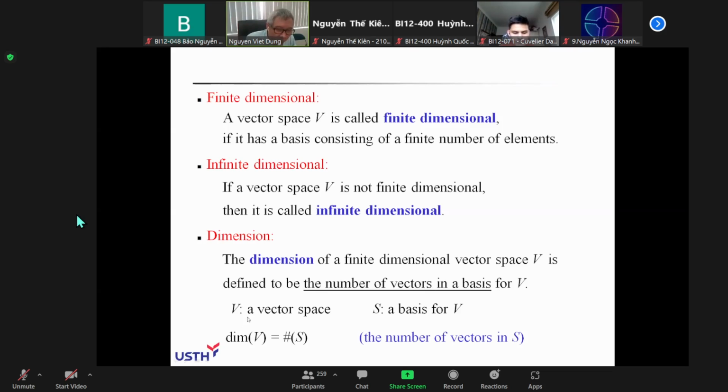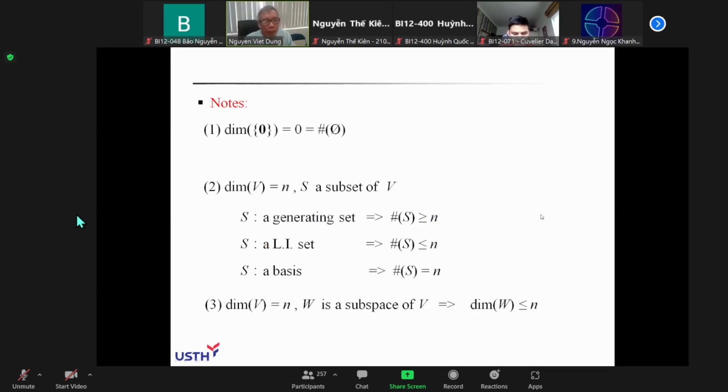Here, suppose that V is a vector space, S is a basis for V. Then the number of vectors inside S will be called the dimension of V. And we summarize something like that. Suppose that we know that the dimension of V equals n already, and S is a subset of V. If S is a spanning set or generating set of V, then the number of vectors in S must be at least n, meaning it is greater than or equal to n.